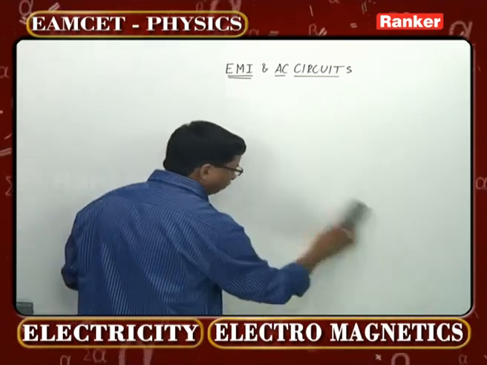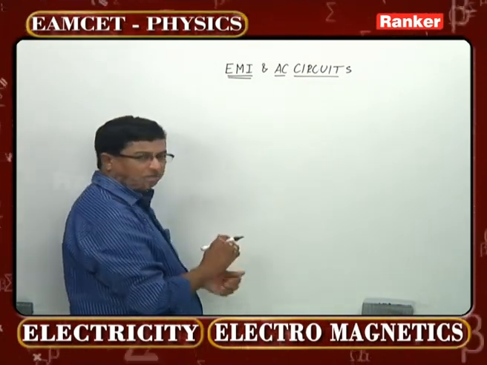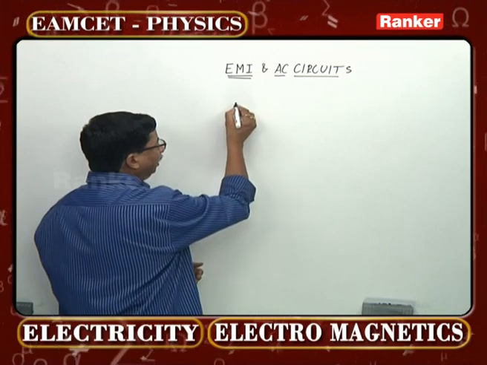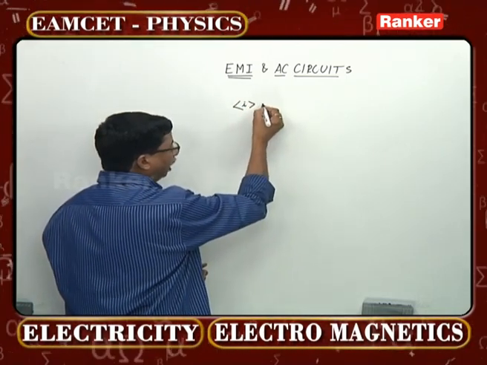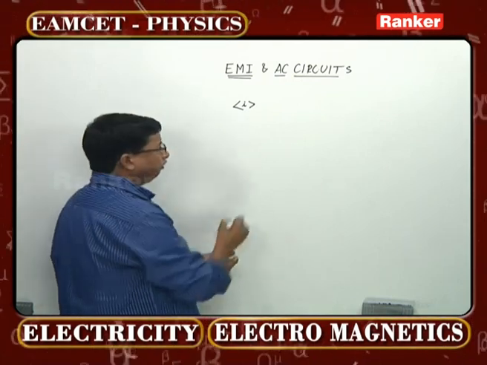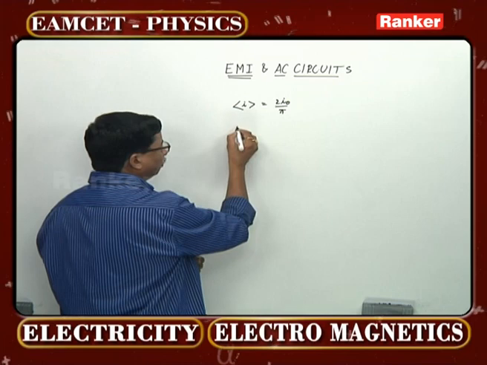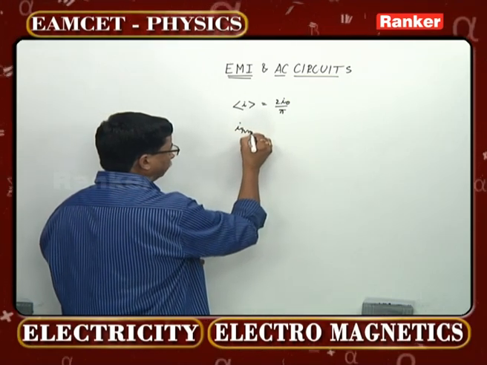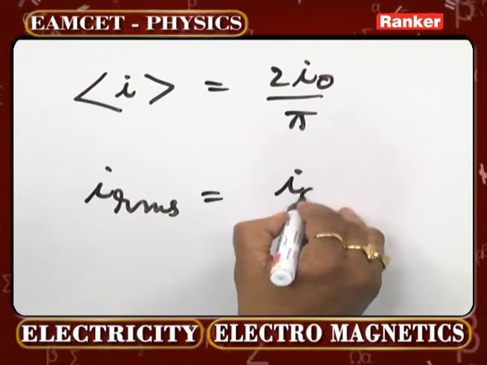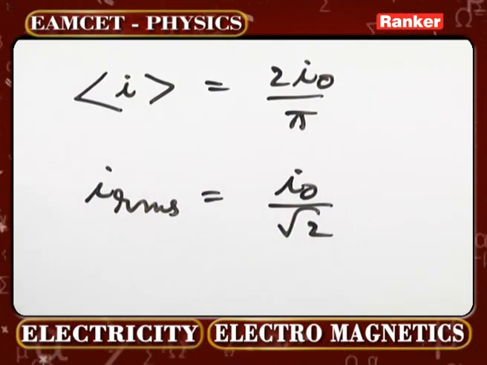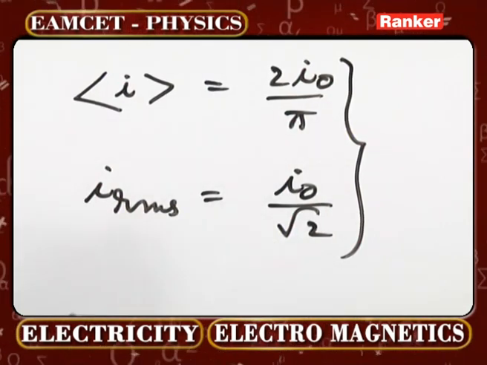Now, come to the next one. What about AC? While talking about AC, very few formulas you have to remember. What is the average value of current? What is the RMS value of current? In fact, we know this one, 2I0 by pi. And of course, what is IRMS? It is nothing other than the value of I0 by root 2. So, two different values you have to remember here.